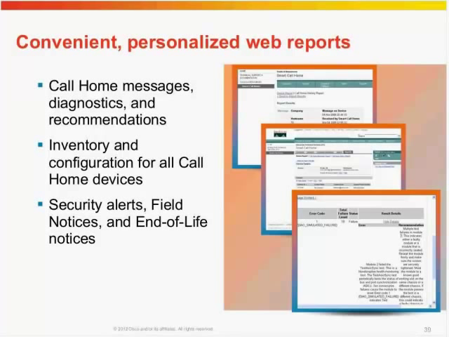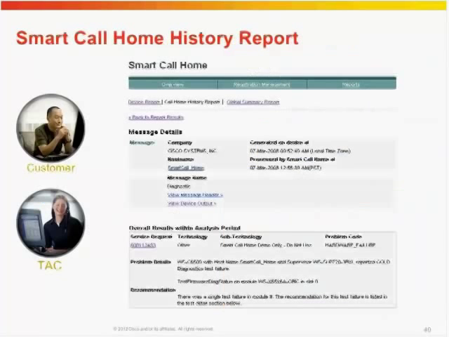Reports available through the Smart Call Home portal include call home messages and diagnostics, inventory and configuration for all call home devices, security alerts, field notices, and end-of-life notices. The Smart Call Home History Report allows the administrator to search for events based on a device or time period. And for a specific event, we'll show the details regarding the affected device and an overview of the event, including a link to the resulting service request, if appropriate.